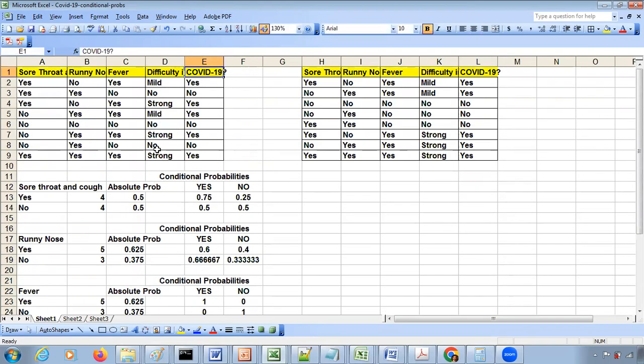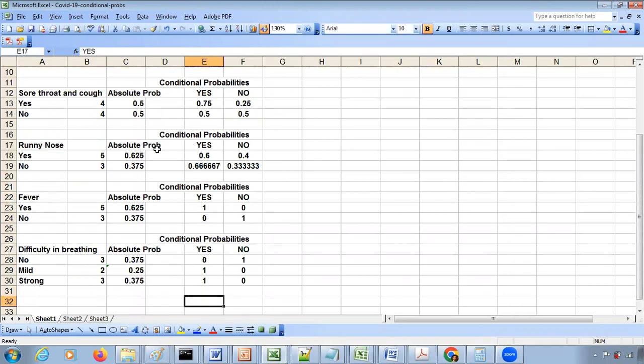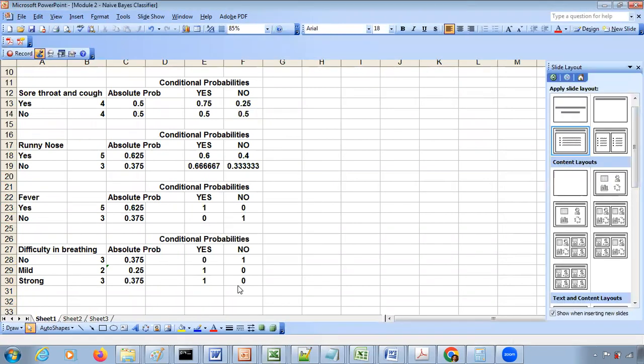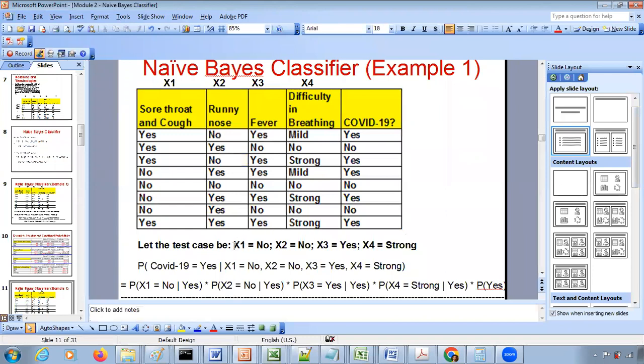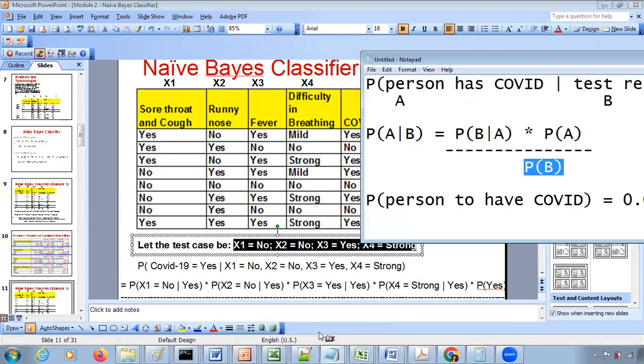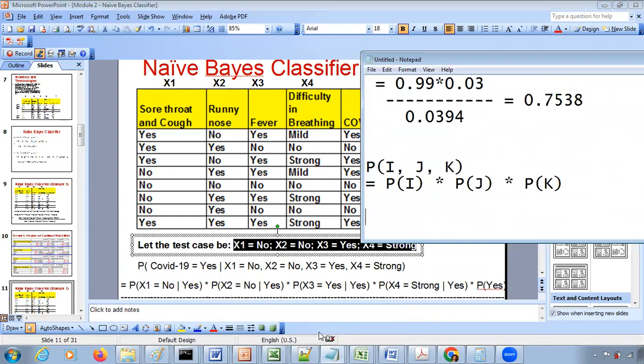So this is how we build the conditional probabilities table, again along with absolute probabilities. So now if you want to run it through a test case, which is this, again I represent this as x1, x2, x3, x4. So x1 is sore throat and cough equals no. Given this test record, we want to find the probability that it belongs. What is the probability a person has COVID, and what's the probability a person does not have COVID, and pick the larger of the 2 probabilities.